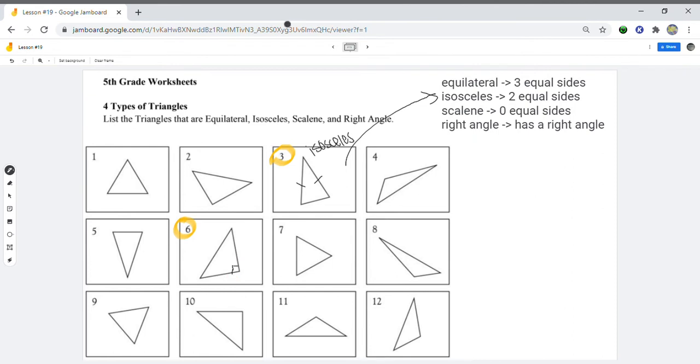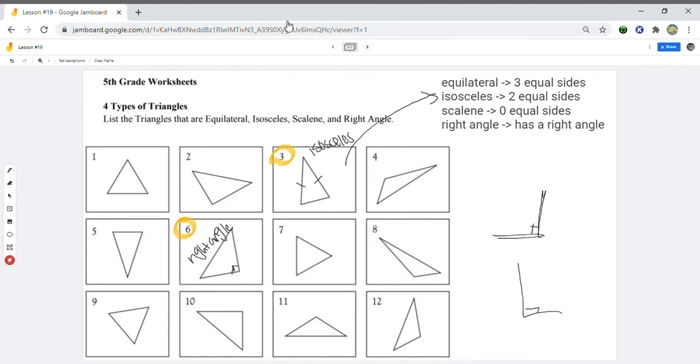it forms a 90 degrees. This is a right angle. It has to form a 90 degrees angle. So it looks like this is what it does. So I'm going to say this is a right angle triangle. And so that's basically just how you do this section.